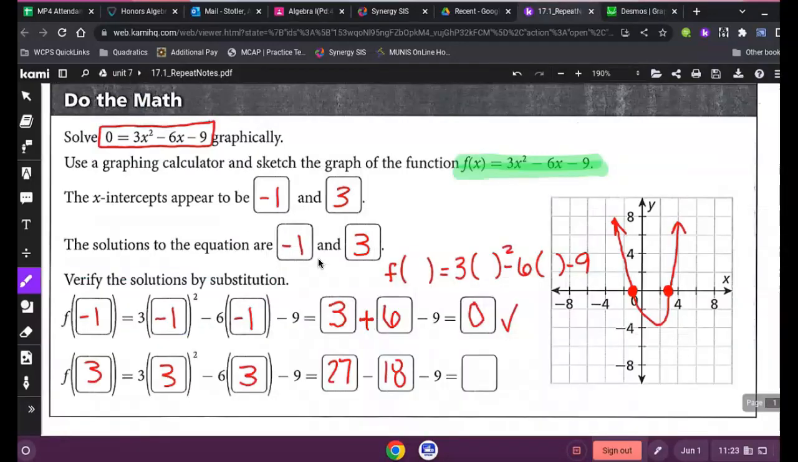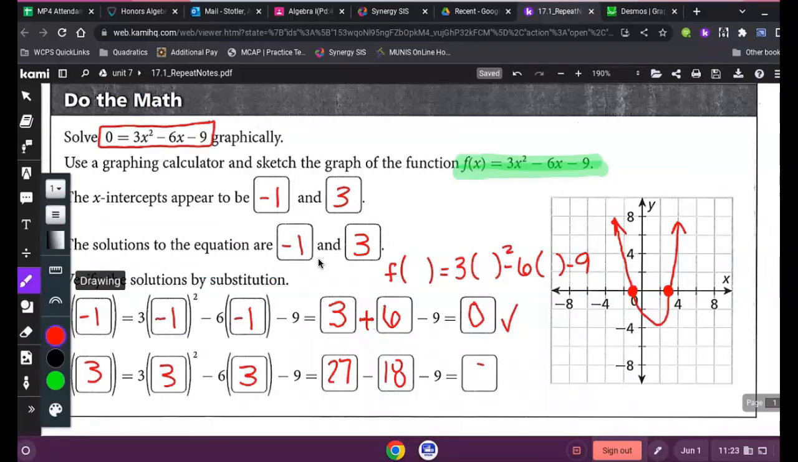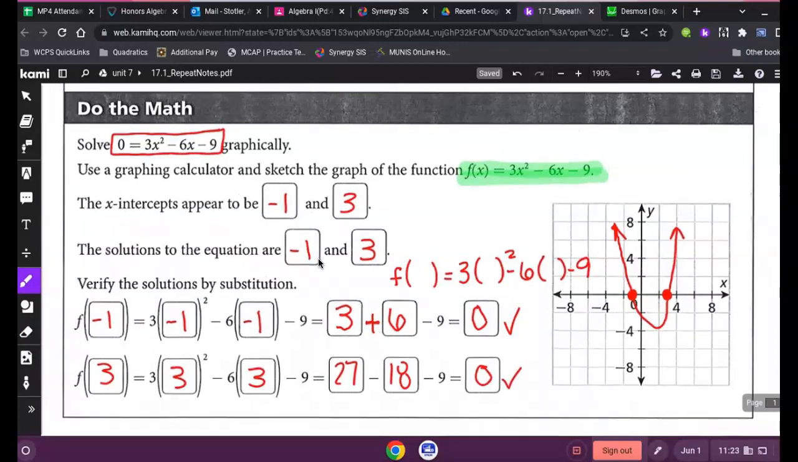Which gives me 0, and that's what I wanted. I want everything to cancel out to just be 0 because I'm looking for the x-intercepts, or the zeros of the equation. So that's number 2.